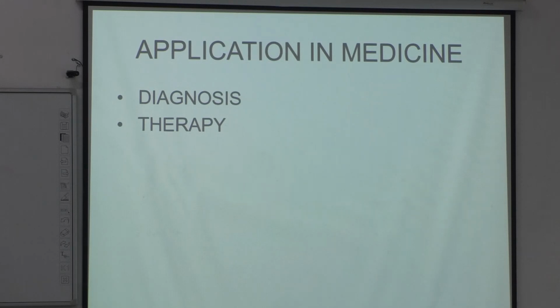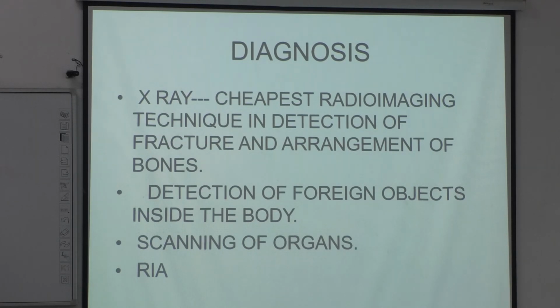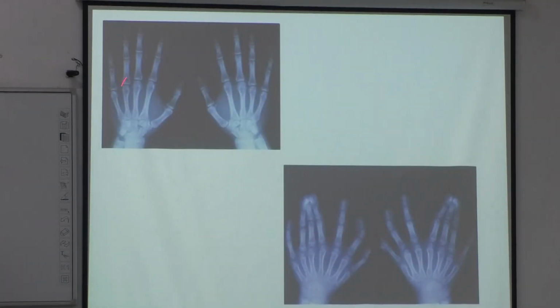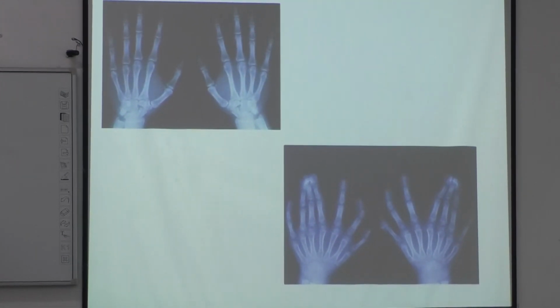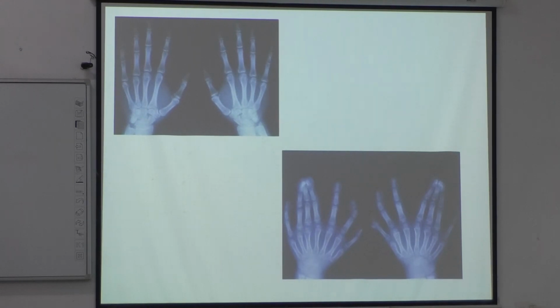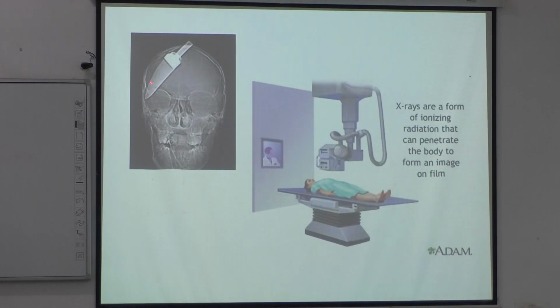Application in medicine is in two ways: diagnosis and therapy. Diagnosis, X-ray, the well-known radiation, the oldest one. Then detection of foreign objects inside the body. What do we use for X-ray? Like this. See, these two pictures are of two palms. Both look the same. When we take an X-ray, then we see extra phalanges. These bones can be visible. That object should be radio opaque to visualize anything hidden in the tissue.